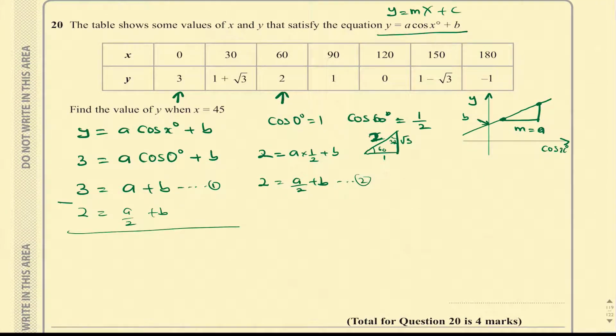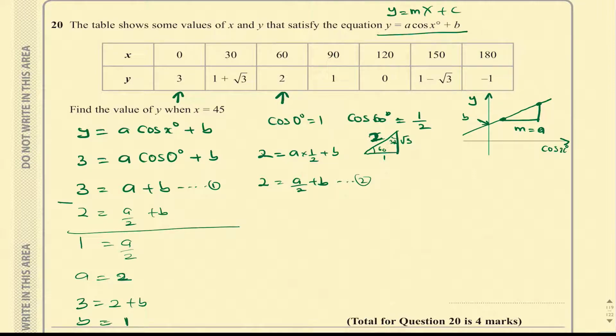Take away, underline, 3 minus 2 is 1 equals a minus a half a, which is a over 2, b minus b is 0, which implies that a equals 2. I just multiply 2 by both sides. If a is 2, b from equation 1: if I substitute a equals 2 into equation 1, I get 3 equals 2 plus b, and therefore b equals 1.